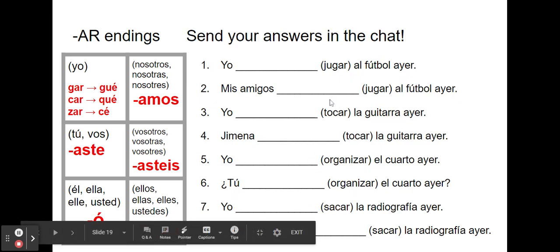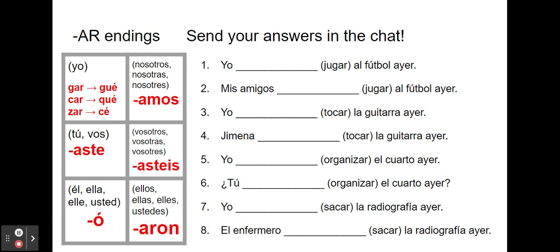So let's look at some examples real quick. So number 1 says, yo jugar al fútbol ayer. And if I want to find the correct conjugation for the verb jugar, I'm paying attention to that GAR ending, and it's a yo form. And I see over here that GAR and the yo form should end in GUE. So my answer would be jugué. Yo jugué fútbol ayer. I played football yesterday. So as always, it's a past tense. All of these will be past tense. That is what preterite expresses.